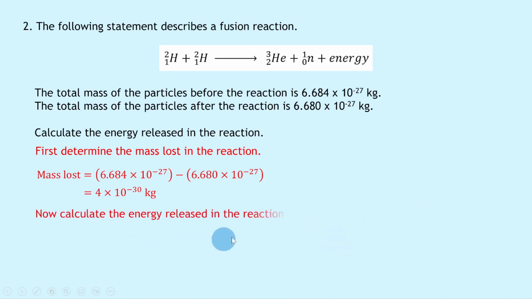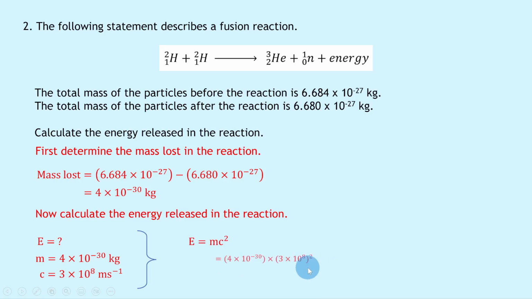And now we can calculate the energy released in the reaction. So writing down what we know from the question, we're trying to find the energy E. The lost mass is 4 times 10 to the minus 30 kilograms, and the speed of light c is 3 times 10 to the 8 meters per second. Writing down the equation, we have E equals mc squared. Substituting in the numbers gives us 4 times 10 to the minus 30 times 3 times 10 to the 8 squared, and putting that into your calculator should give you an answer of 3.6 times 10 to the minus 13 joules.